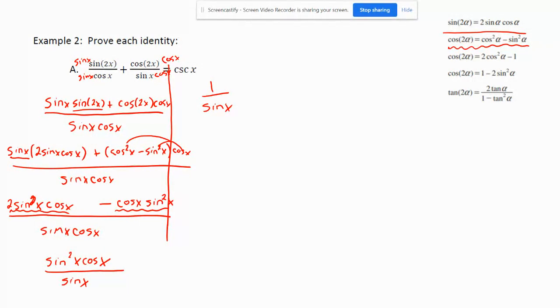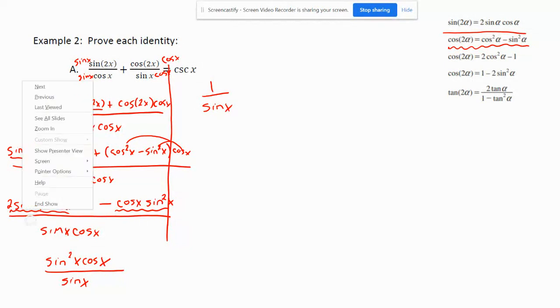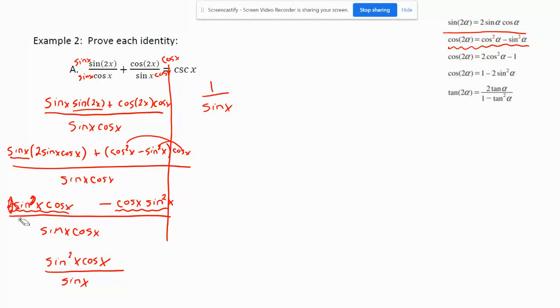Guys, I made a few mistakes over here. I need to go correct this. I'm going to erase from here. Sorry guys, my mistake over here.